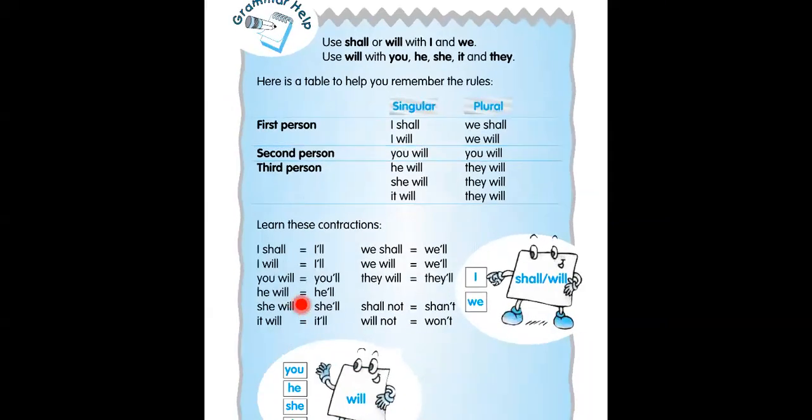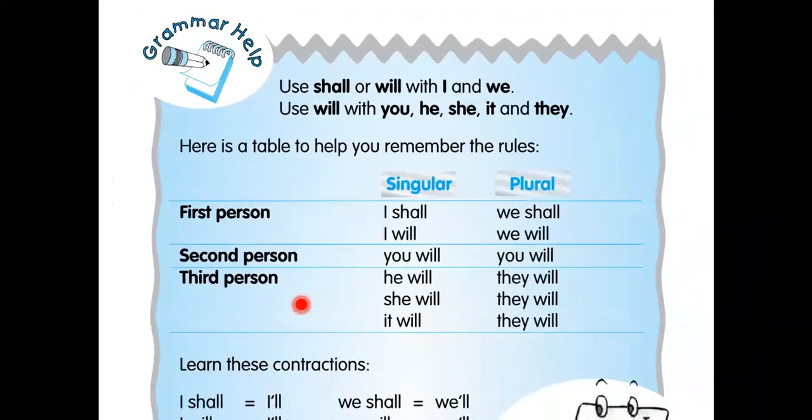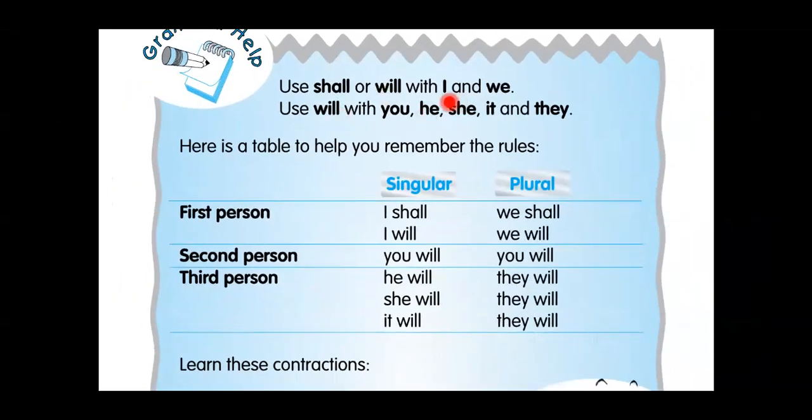Now let's have a look at where we should use shall and will. Here the table is mentioned, so we have to memorize this table. It is very easy. Use shall or will with I and we. With the pronouns I and we, we can use both forms, both the helping verbs, like I shall, I will, we shall, we will. Both are correct. It depends on the sentence.